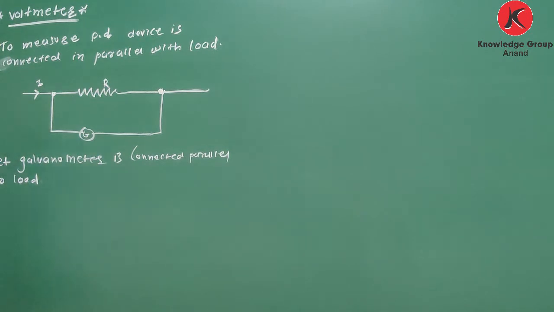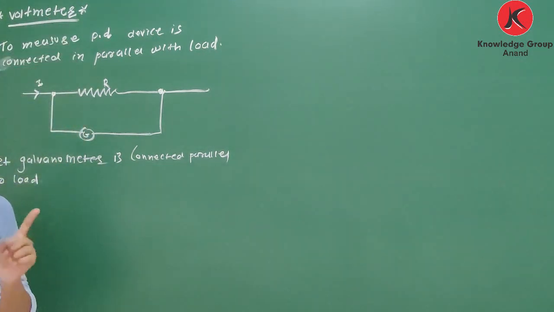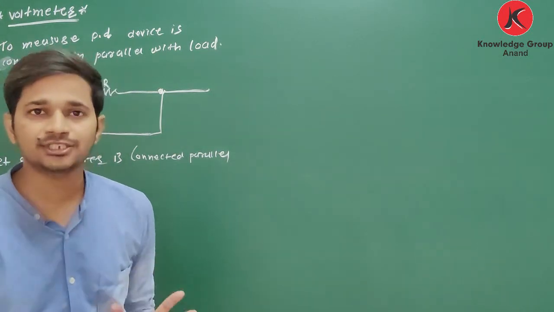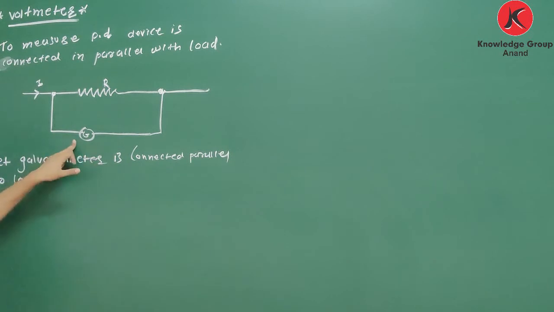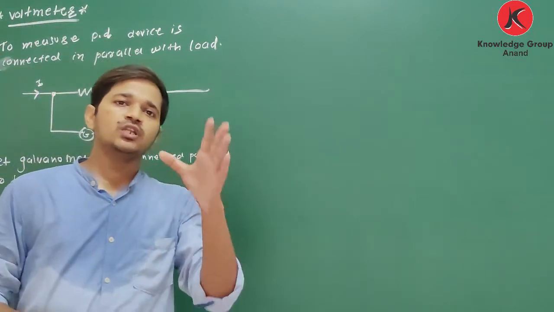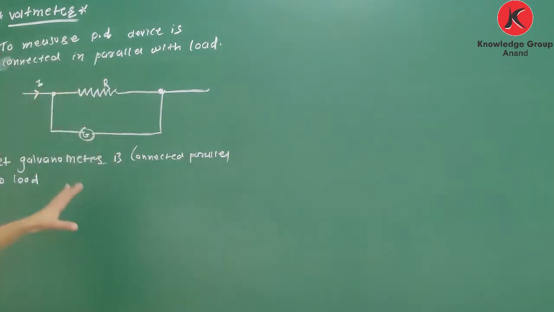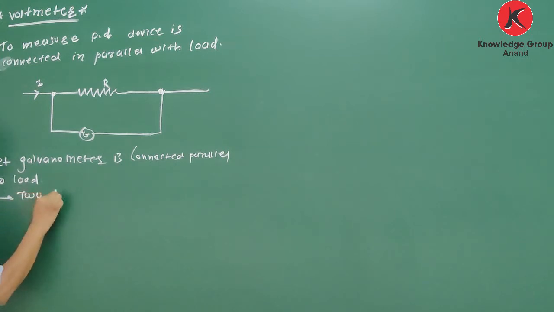Again, when the galvanometer is connected parallel to the load, there are again two problems. The resistance of the circuit changes, the current changes, then the potential difference also changes. Yes or no? Yes, it is. Again, the galvanometer is a sensitive device. For a very small value of current, it shows full scale deflection, which means only Ig current should flow through this galvanometer. Clear about this? So again, we cannot use a galvanometer as a voltmeter to measure potential difference. Again, there are two problems.